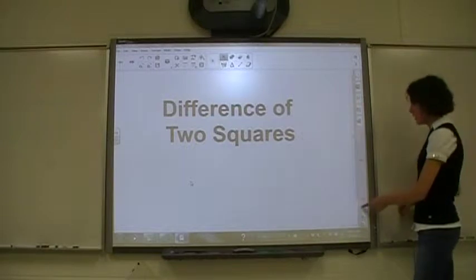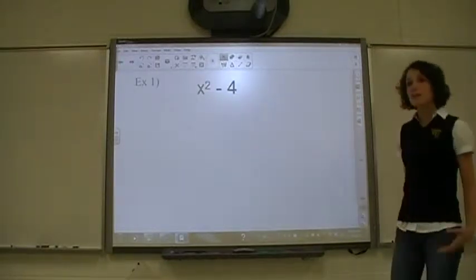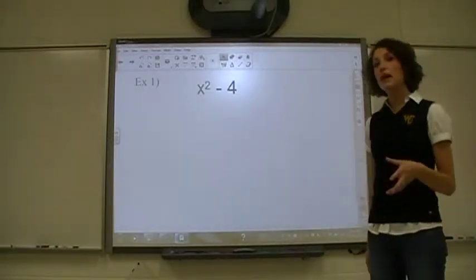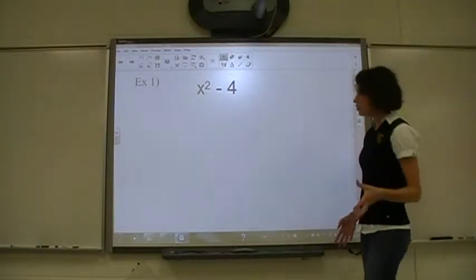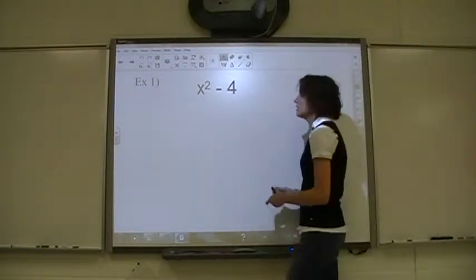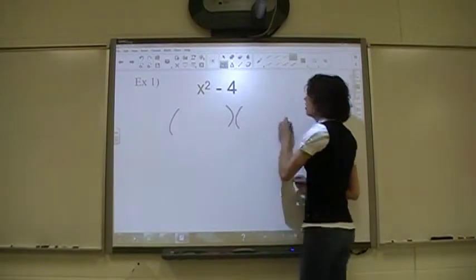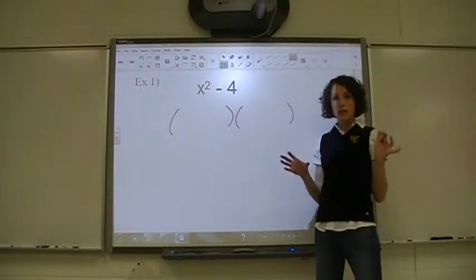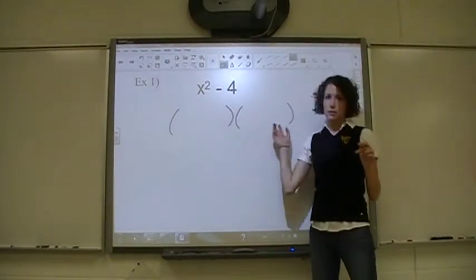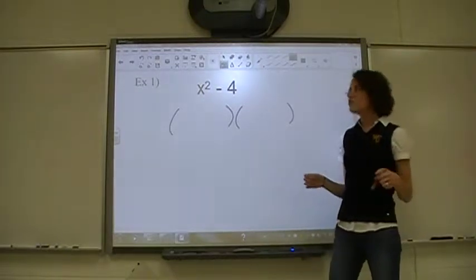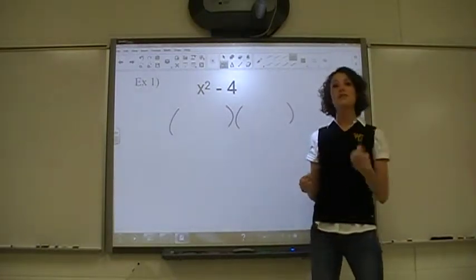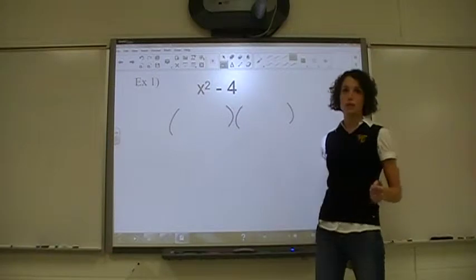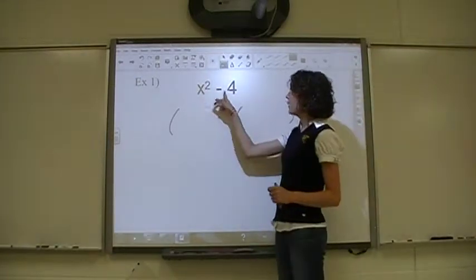Let's go ahead and look at an example of this. Example 1, you have x squared minus 4. Now what we want to do is factor this by putting it into two separate binomials within these parentheses. Okay, so you're going to factor this. Sometimes these look so easy that it makes it difficult because we only have two terms right here. So you have x squared minus 4.